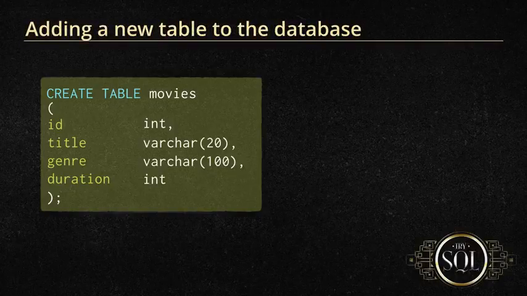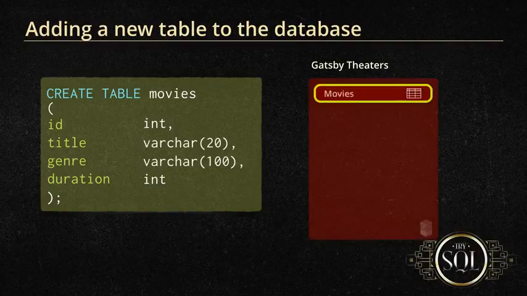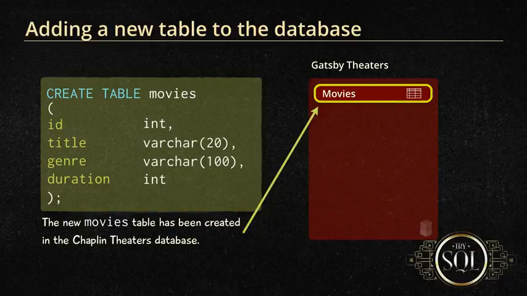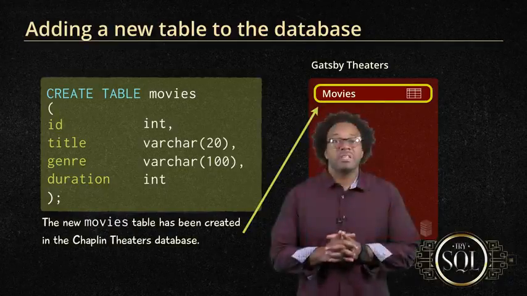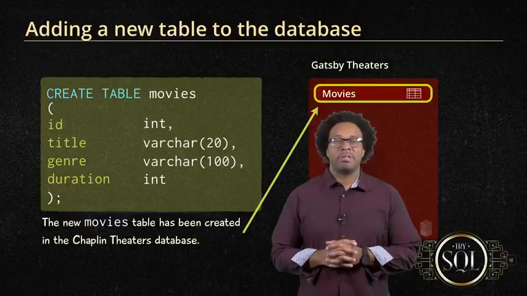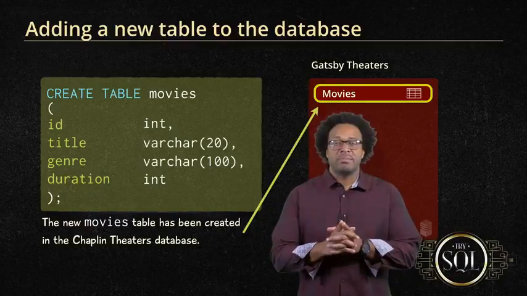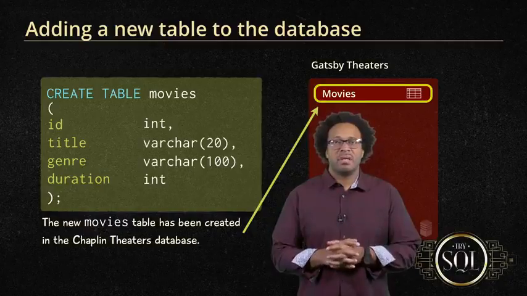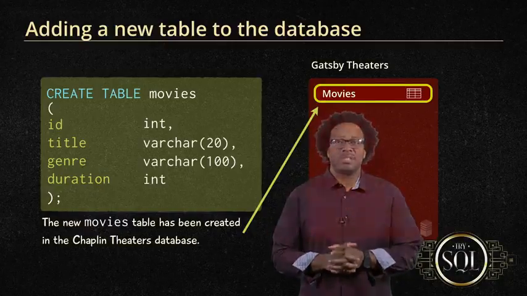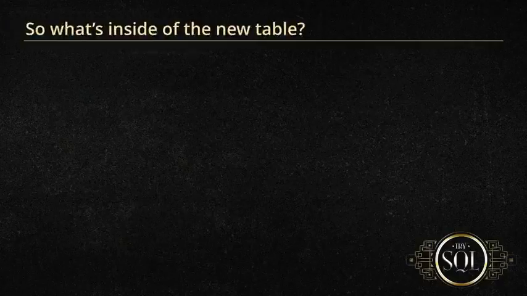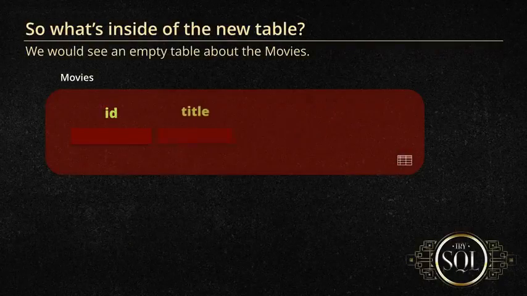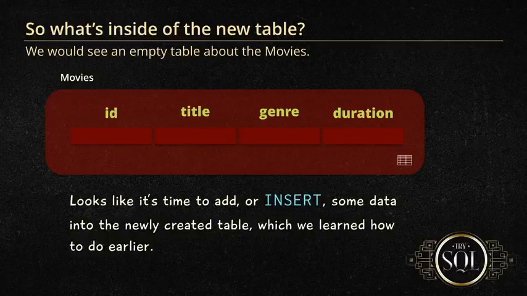Once we run the SQL create table statement, we can see that we have successfully created the movies table inside the Chaplin Theaters database. There are many different data types which can have a lot of different properties. More information on these can be found on the web in a number of places, but we'll leave this up to you to research as you wish. Looking at the new table, do we actually have any data inside of it? Not yet. So it looks like it's time to add, or insert, some data into the table, which we already know how to do.